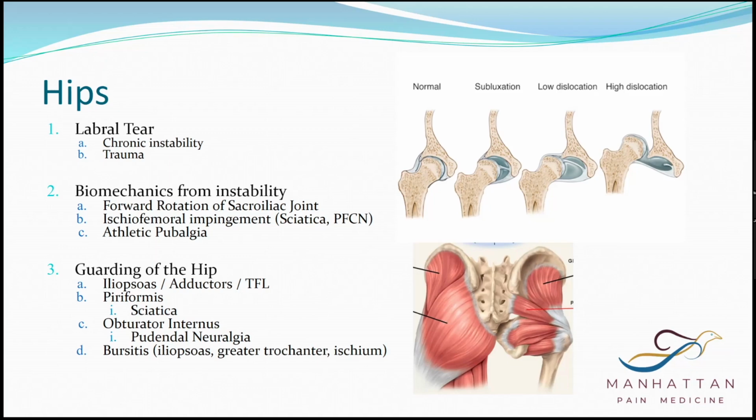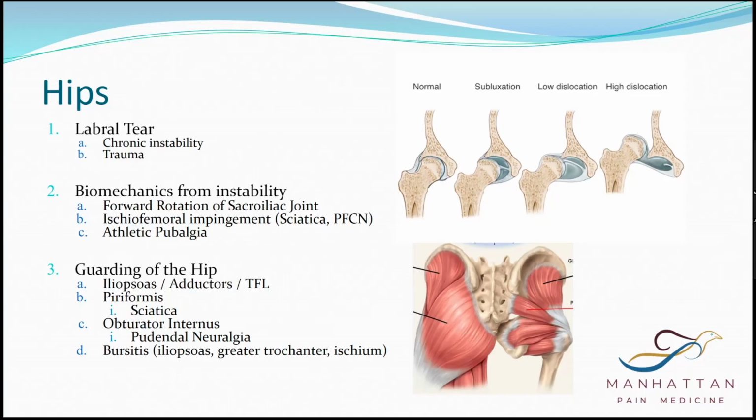On the posterior aspect is ischiofemoral impingement, and this can affect the sciatic and posterior femoral cutaneous nerve. And then also the athletic pubalgia, because the adductor longus is another stabilizing muscle of the hip. And if it's pulling at the pubis, that can trigger it as well.